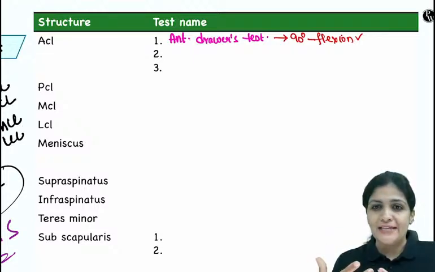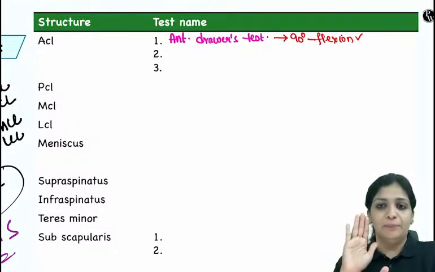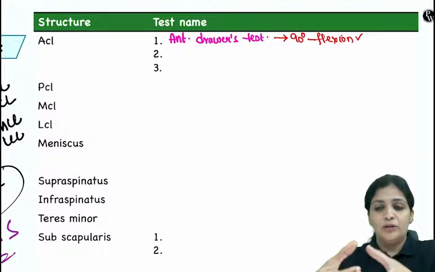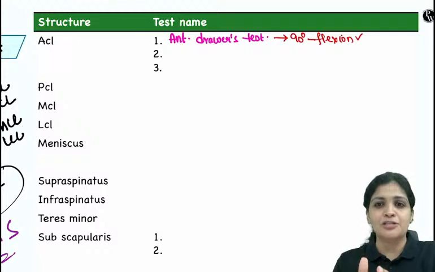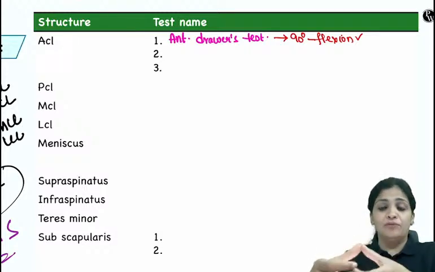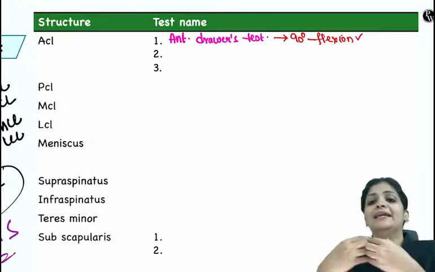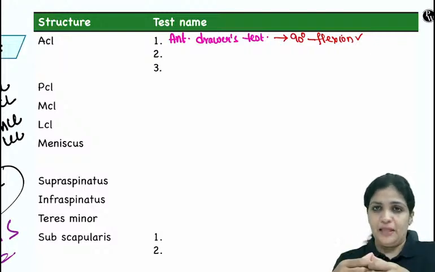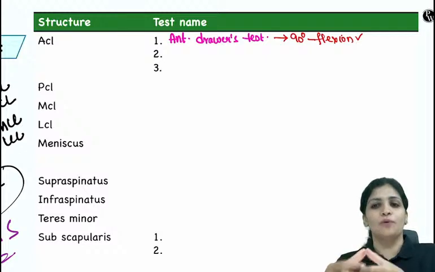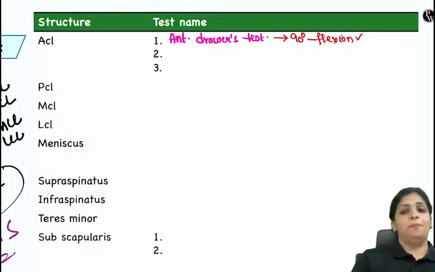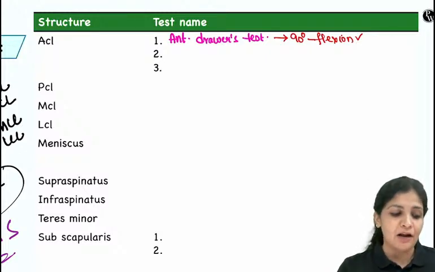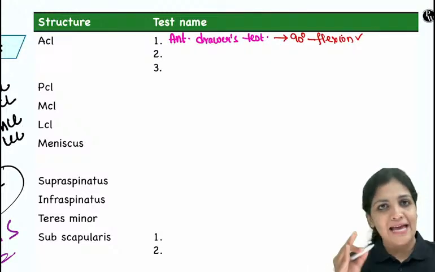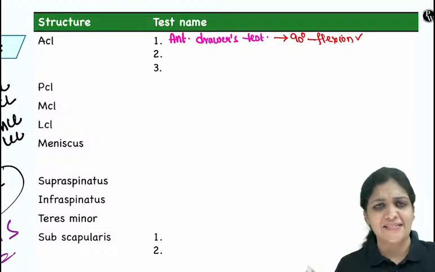So what is the work of an ACL? It will limit the movement of the tibia anteriorly. So whenever there is damage to it, it will allow it, right? When you try to pull the tibia forward, it easily comes forward. If the ACL is intact, you can't pull it that easily. That easiness you can find when you compare it to the opposite side. So that is your anterior drawers test, which is for your ACL, the anterior cruciate ligament. Very easy, anterior and anterior.